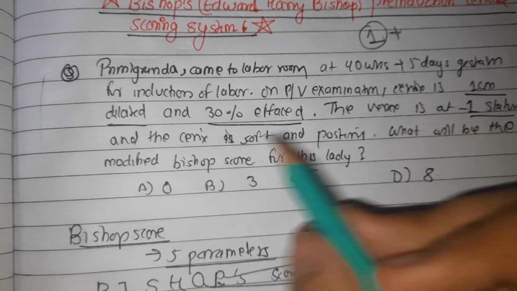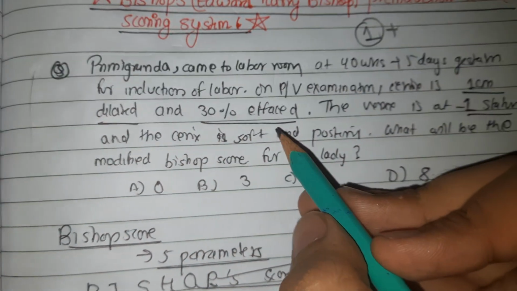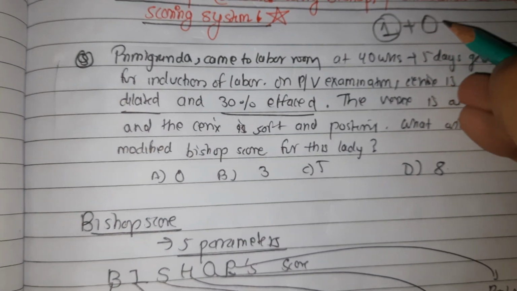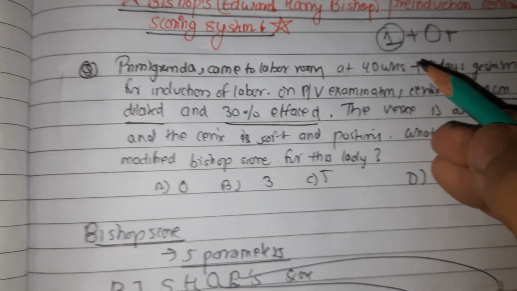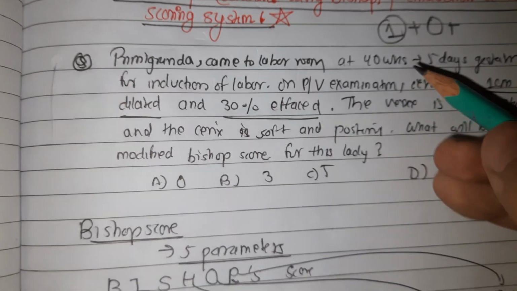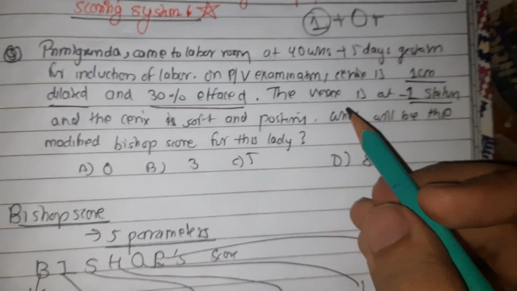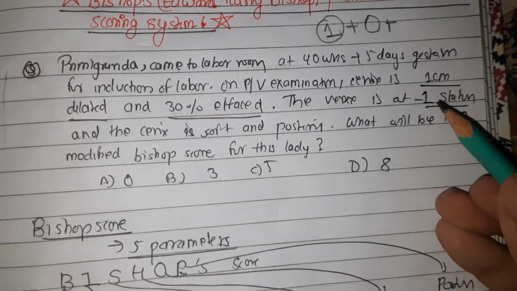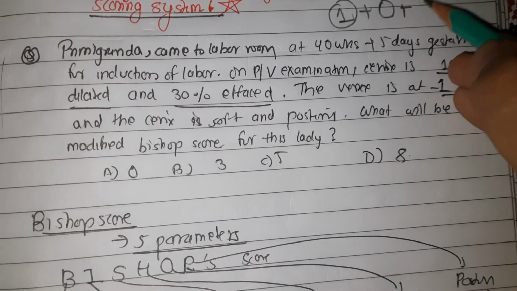Okay, the cervix is 1, and 30% effaced means the Bishop score is 0. As we said, 0 to 30 is Bishop score 0. 30, 50, 70, 80, they are the mnemonic. And the vertex at minus 1 means the Bishop score of 2.